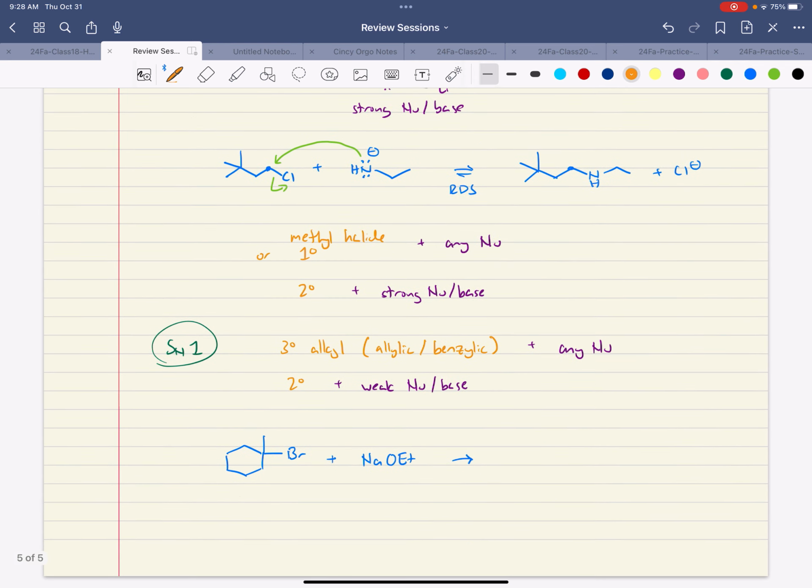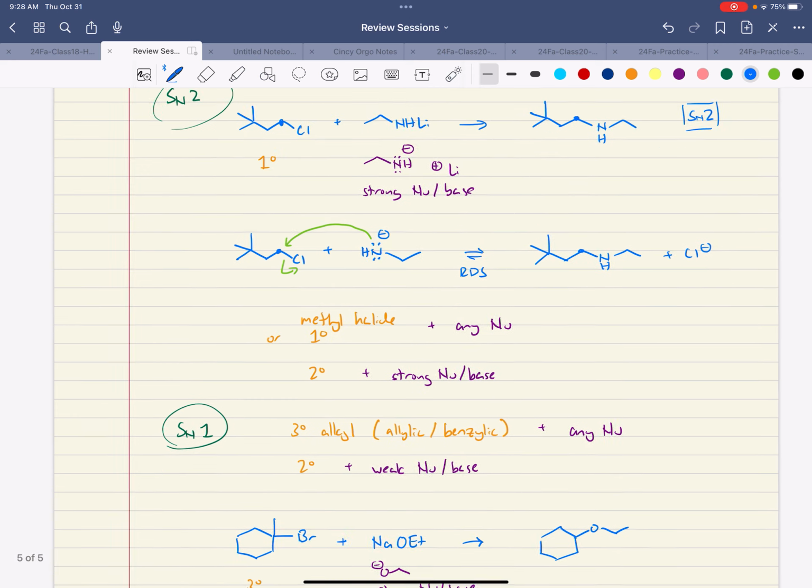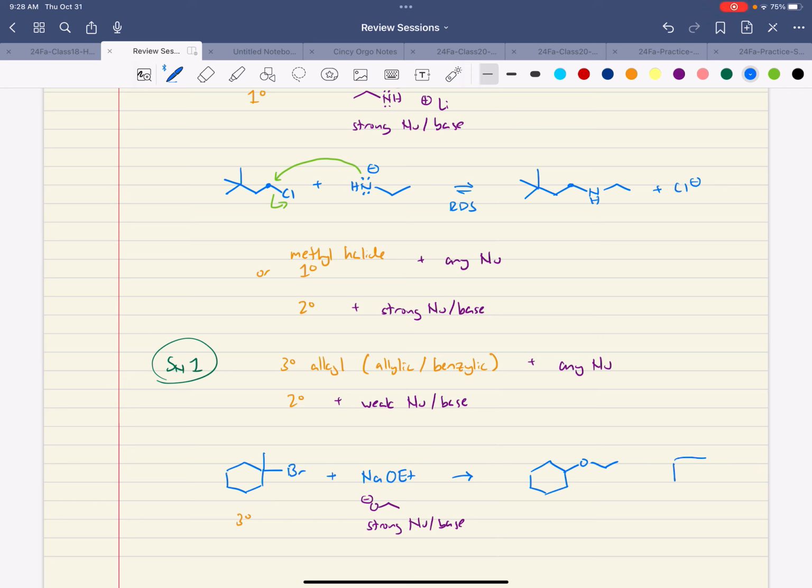We have a tertiary alkyl halide. We have a strong nucleophile, strong base. Our product is the substitution product, or I will specify on the exam I want this substitution product. But now what about the mechanism, SN2 or SN1? If we take a look at tertiary, automatically SN1. Automatically. Okay.